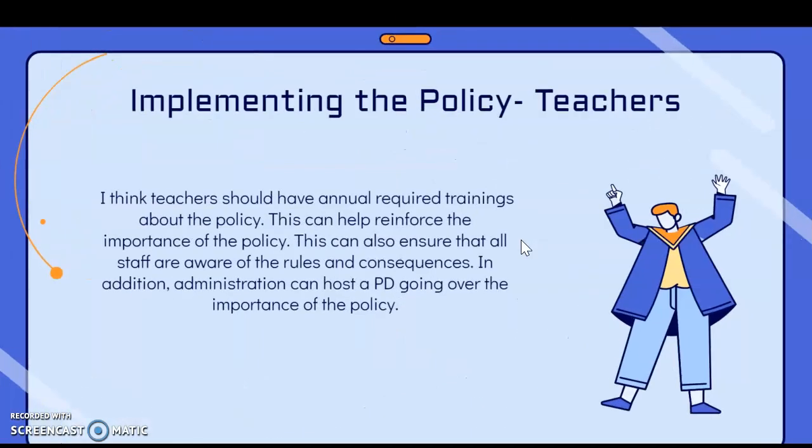So, implementing the policy as teachers, like I mentioned before, I think teachers usually get some type of introduction or training to these policies upon hire, but I do think that teachers should have an annual required training about the policy. It not only helps reinforce the policy, but it also ensures that the staff are aware of the rules and the consequences. That can look like administration holding a professional development for teachers at least once a year.